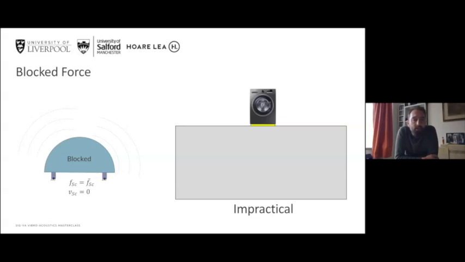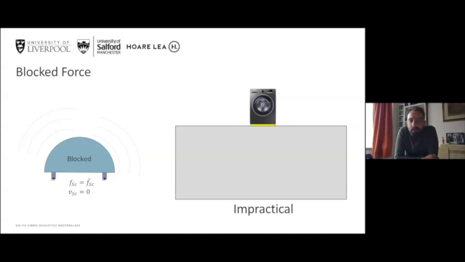There are certain circumstances where these measurements are made, but depending on the type of source, again, this can be somewhat impractical because you need such heavyweight structures to actually truly block the vibration of the source. There are some examples in automotive where they build a massive concrete block and attach a vehicle suspension to it and run it on a rolling road.